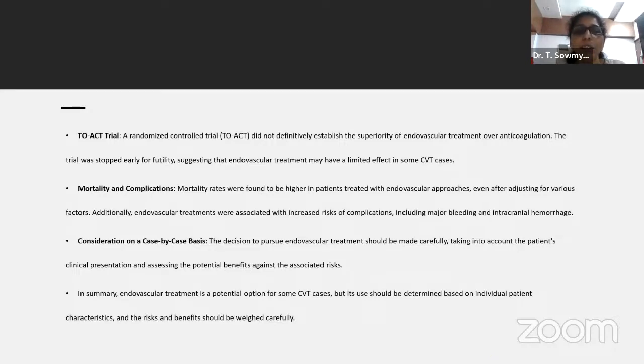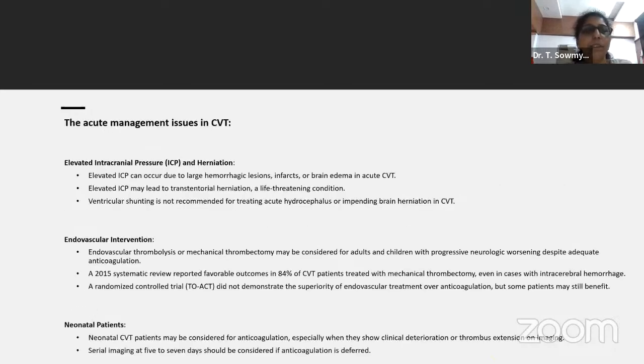And coming to the mortality and the complications of endovascular treatment, the mortality rates were found higher in patients with this approach. And also complications like major bleeding and intracranial hemorrhages have been observed. So the decision to pursue endovascular treatment should be made carefully, taking into account the patient's clinical presentation and assessing the potential benefits.